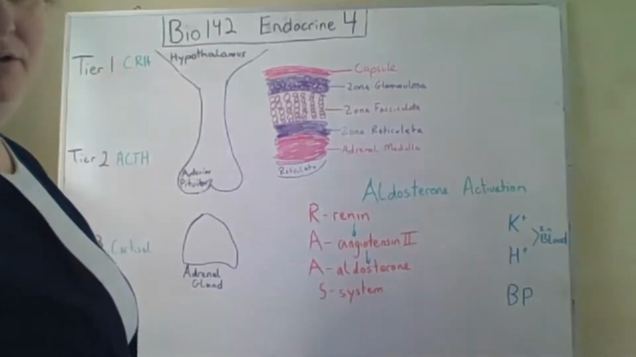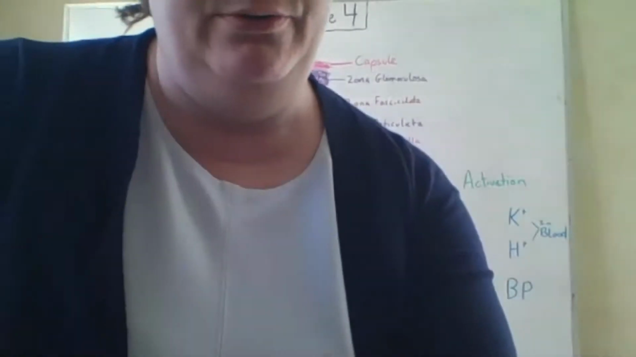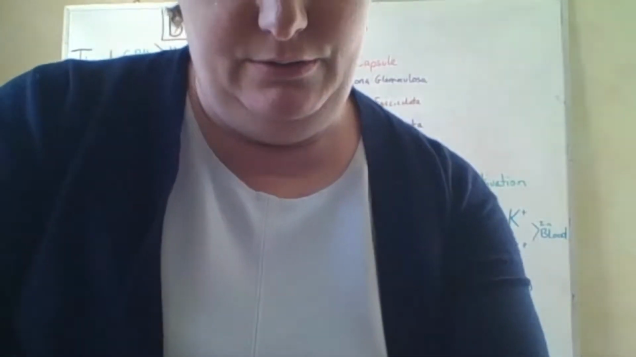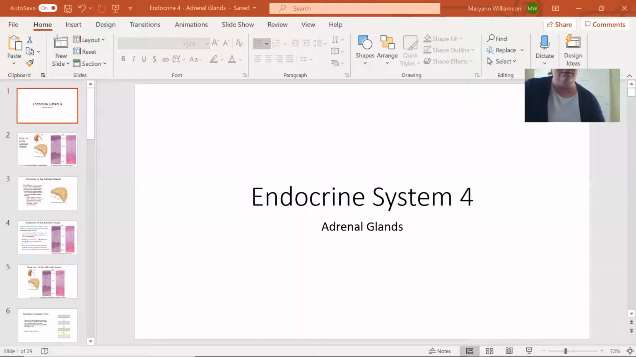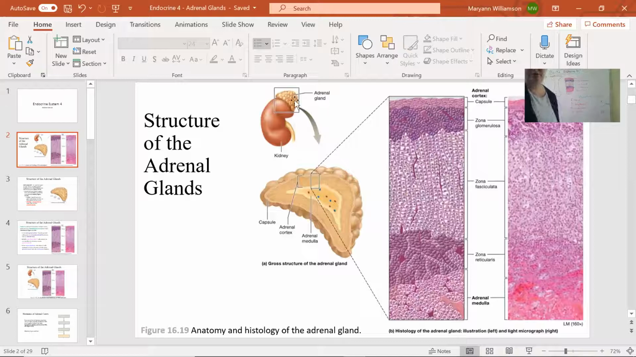All right, let me start by going to the PowerPoint. Alrighty, so endocrine system 4, the adrenal glands. And here is a picture of the adrenal gland. As you can see, the name tells you kind of where it is. Toward renal, adrenal gland. Now we have a few different layers here on our adrenal gland.